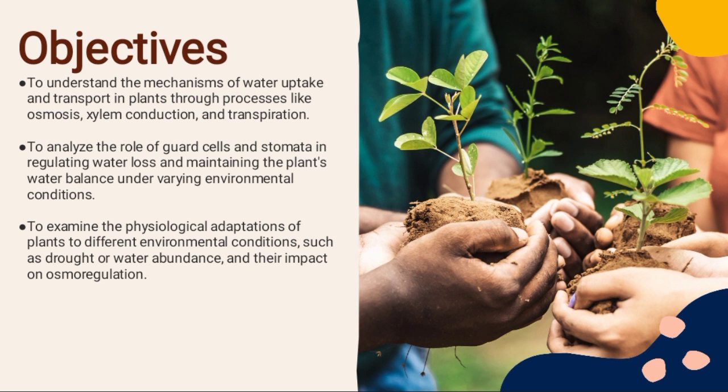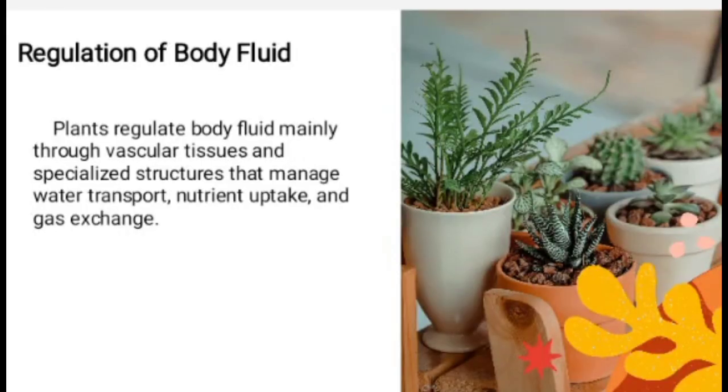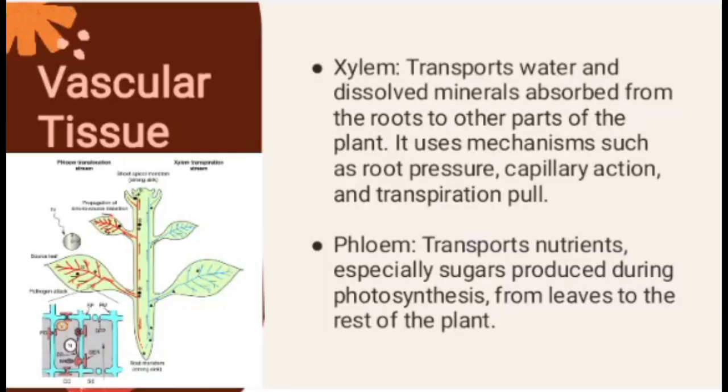So now we will begin our discussion. Regulation of body fluid. Plants regulate body fluid mainly through vascular tissues and specialized structures that manage water transport, nutrient uptake, and gas exchange. In vascular tissue, xylem transports water and dissolved minerals absorbed from the roots to the other parts of the plant. It uses mechanisms such as root pressure, capillary action, and transpiration pull.